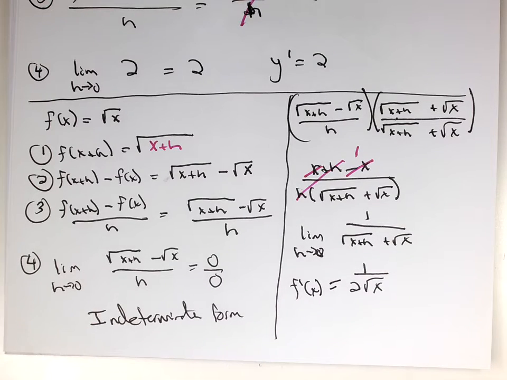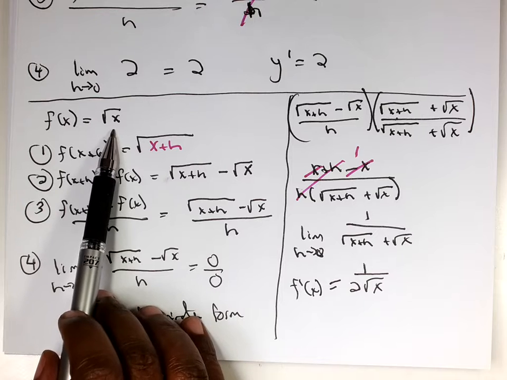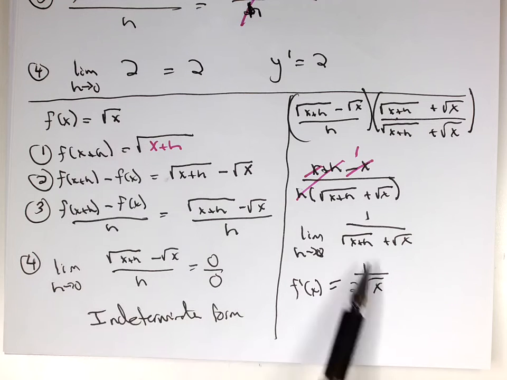And I can evaluate it for any number greater than 0. It can't be 0 because I have division by 0 here. But anything greater than 0, I can find the slope of the tangent line. And from the original, our domain was greater than or equal to 0. But once we find the derivative, we know that we can't even take the derivative at 0. It has to be bigger than 0.